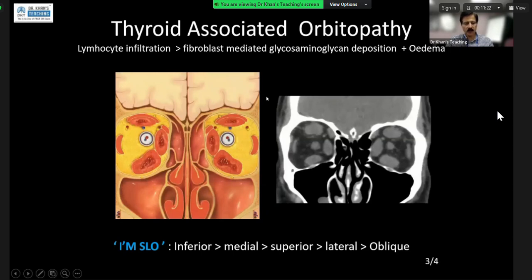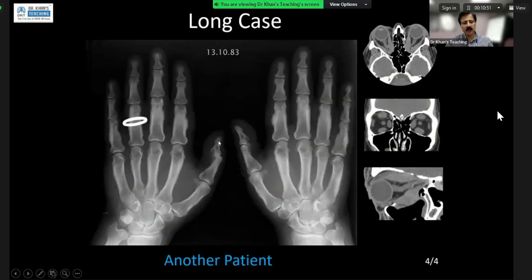So what happens in thyroid-associated orbitopathy is that there is lymphocyte infiltration which causes fibroblast-mediated glycosaminoglycan deposition, and there can be edema. The involvement other than the muscle can be of the orbital fat as well as the lacrimal gland. So the orbital fat also is inflamed and enlarged. That's why there is proptosis. So this is it. Sometimes you can get long cases.